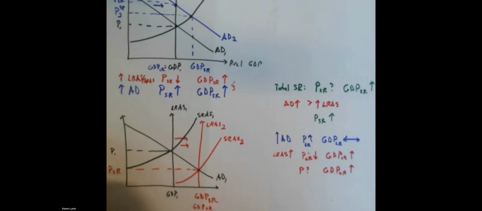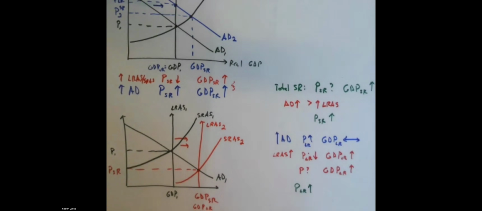Now, because we knew that the change caused by aggregate demand was larger than that of the change in long run aggregate supply, similarly, we know prices would have to go up. Okay. Any questions on that idea before we keep moving? Okay.